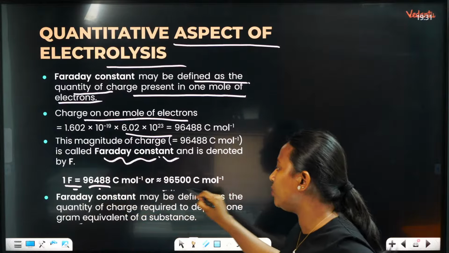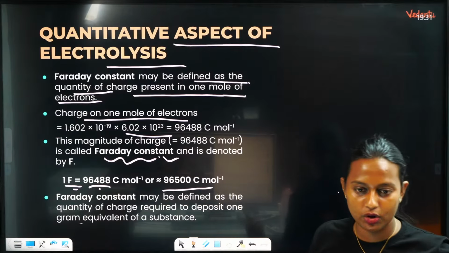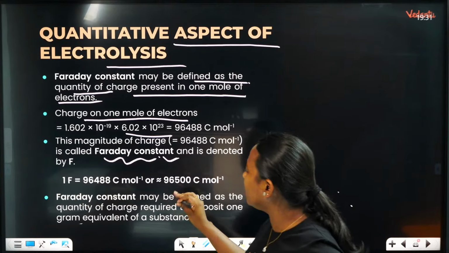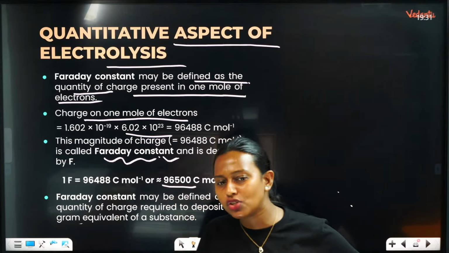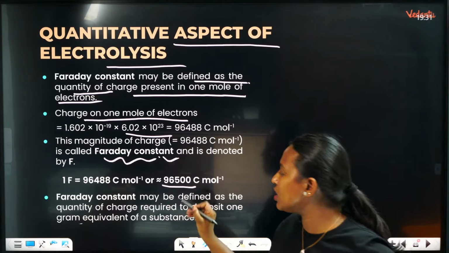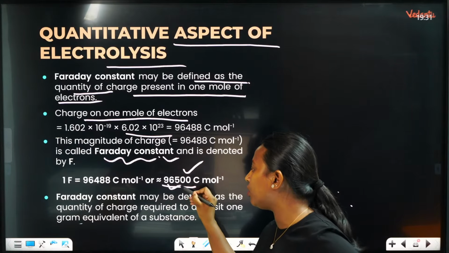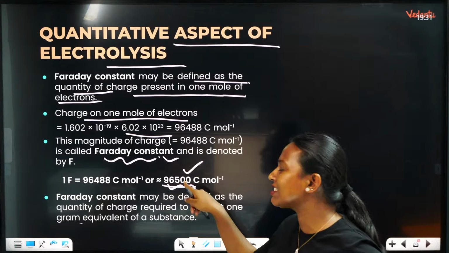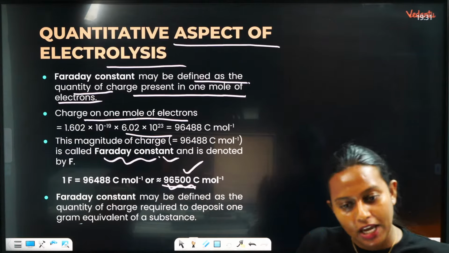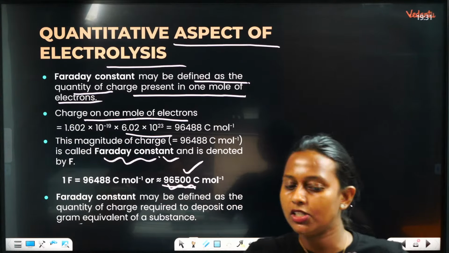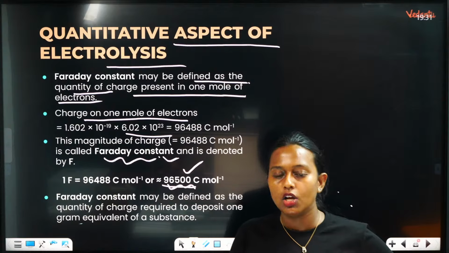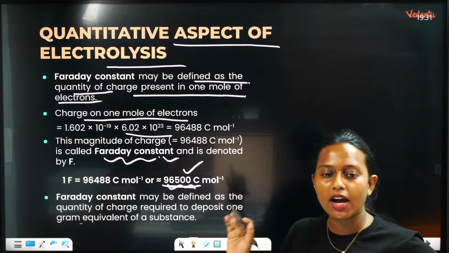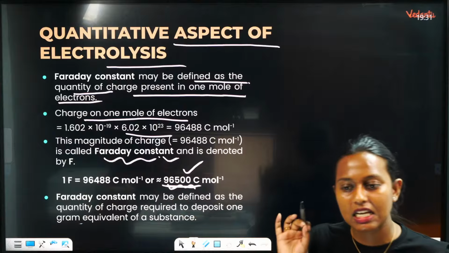So 1 faraday is equal to this exact value, and when we round it off we get 96500. In Faraday's law you can take it as 96500, because you are NEET students, and NEET students normally need proper calculation. So you can take it as 96500. No worries, that is correct. Is it clear?